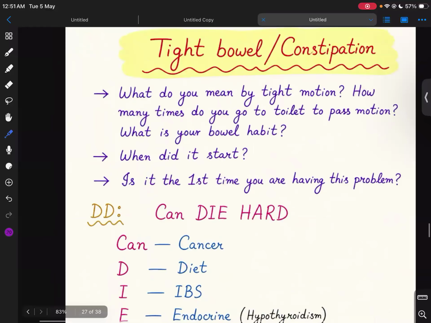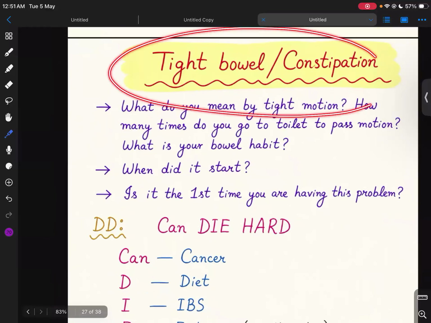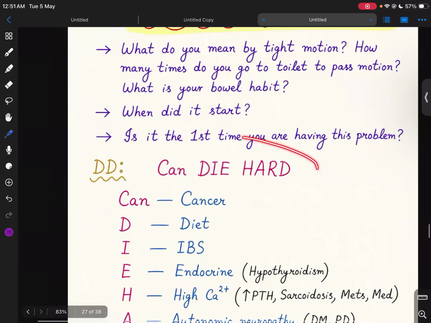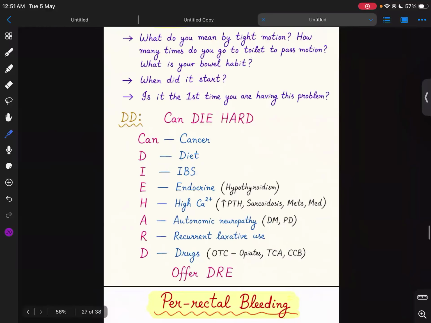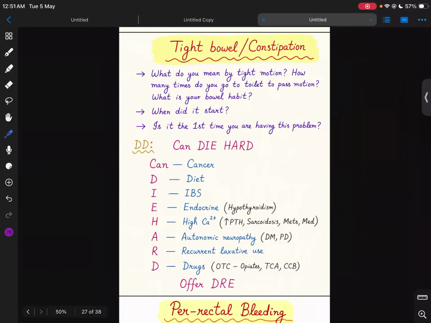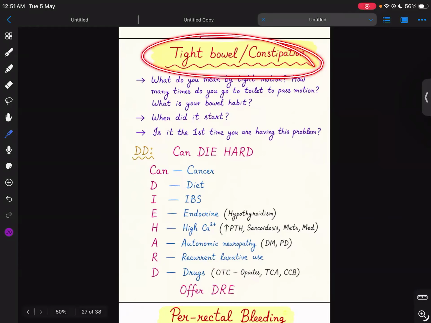So this is all for tight bowel or constipation, that is CAN DIE HARD. Let me know if any question is there from any of the doctors. If it is clear, then please give me a thumbs up reaction. Okay. And don't forget to revise the theory. So this is for tight bowel.